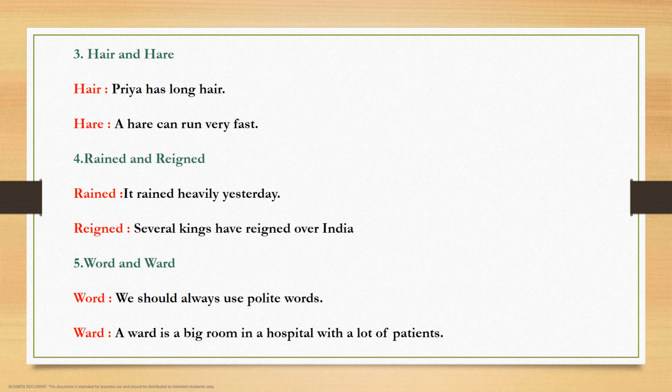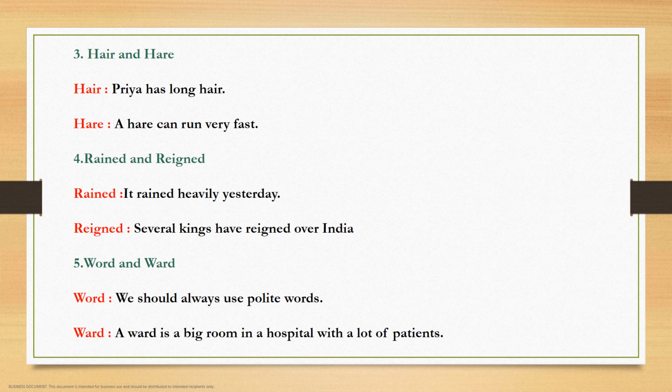The next set of words is rained and reigned. Exactly similar pronunciation, exactly similar sound when we speak those two words. So the first rained is R-A-I-N-E-D, rained. Very simple word. I'm sure you all know the meaning of it. And an example would be, it rained heavily yesterday. So that is rain.